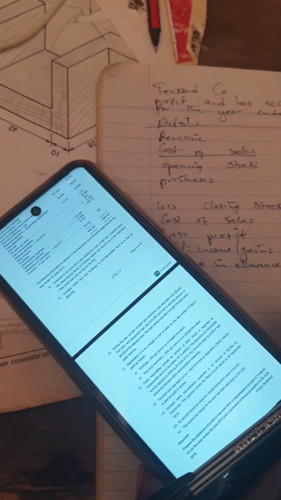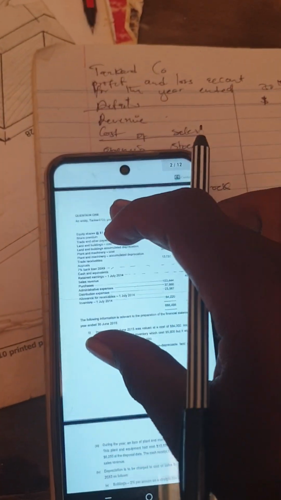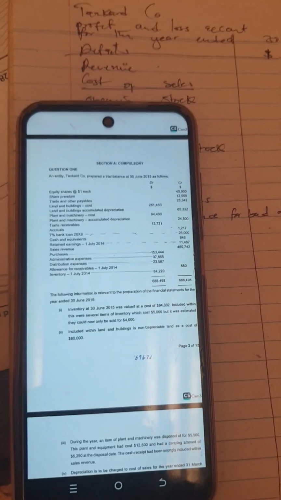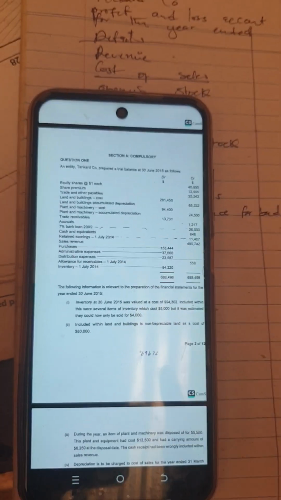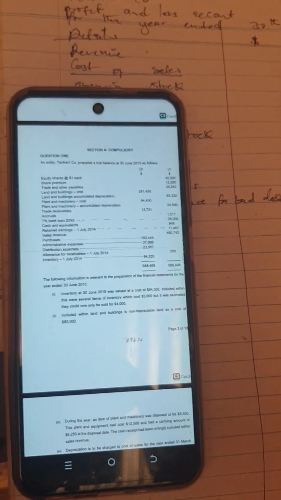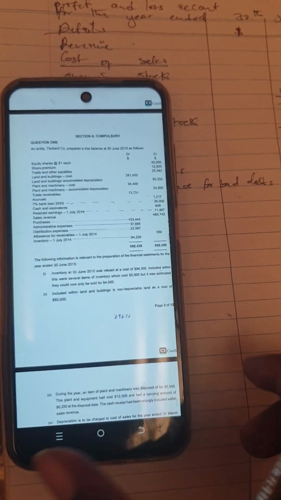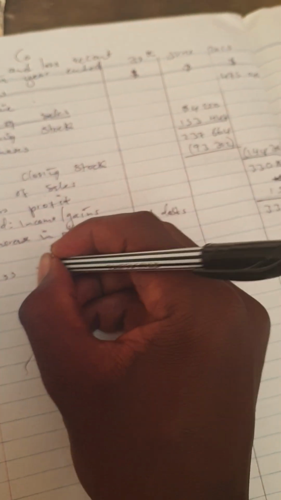The gains I'm talking about mean any item that is received, not receivable but received, things like discount received, rent received, commission received, interest received, if they were there, they were supposed to be added to the gains. Okay, so next we're going to list our expenses.